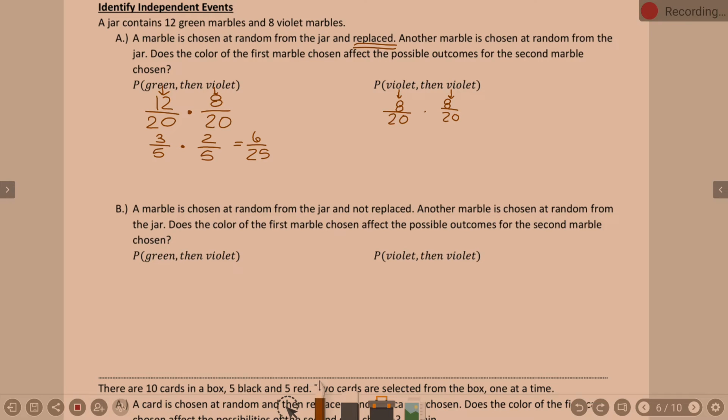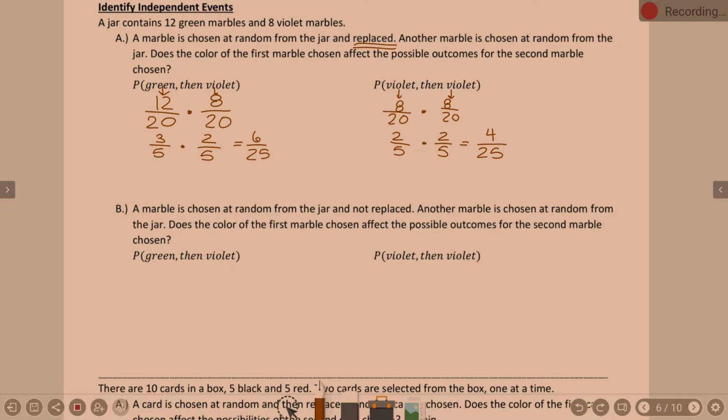Okay? When you draw one, then the next, we are multiplying these. Two things back to back, we're multiplying. What is 8/20 reduced to? 2/5. What is 2/5 times 2/5? 4/25. Okay.